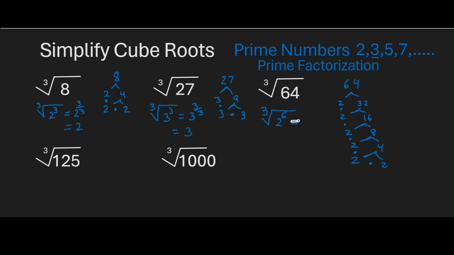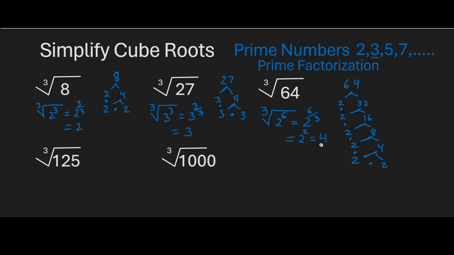Okay. Now I'm going to rewrite it as 2 to the 6th power divided by 3. And that is going to give you 6 divided by 3. The answer is going to be 2. And 2 times 2 is going to be 4. That means that the cube root of 64, the answer is going to be 4.